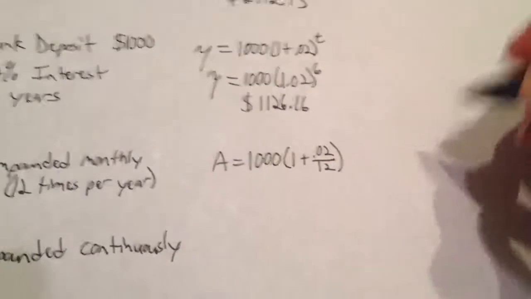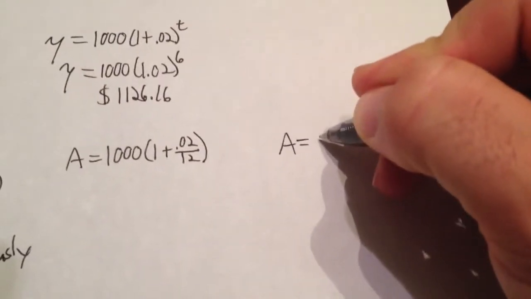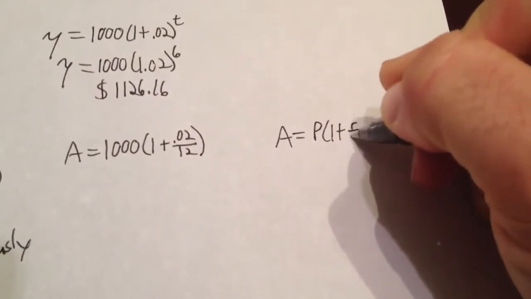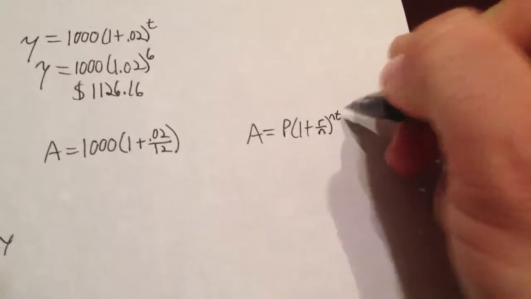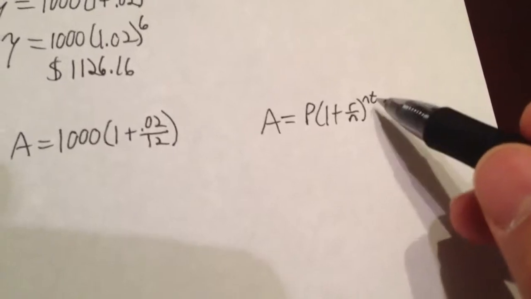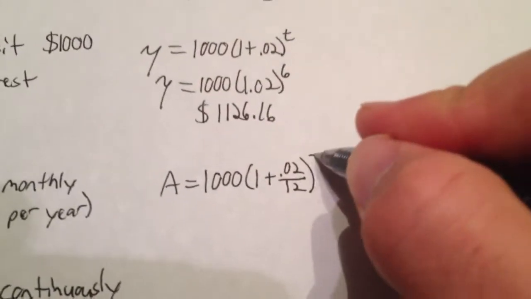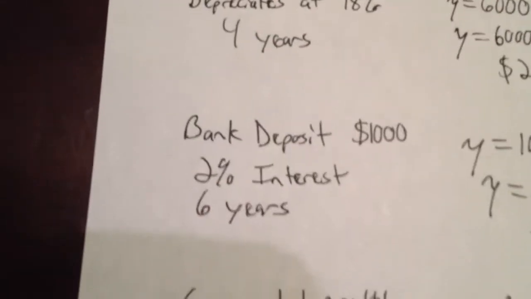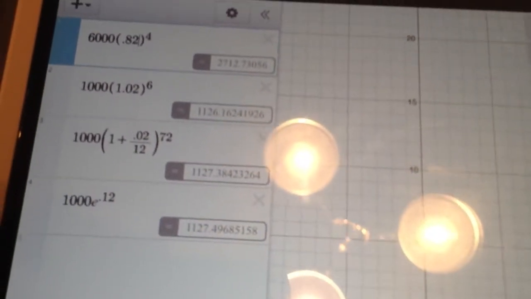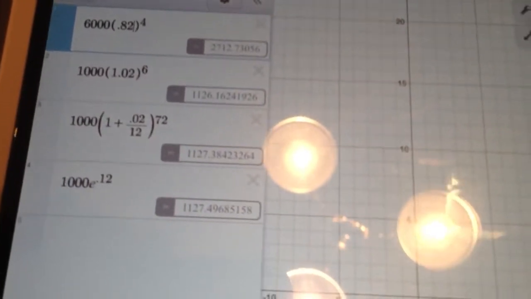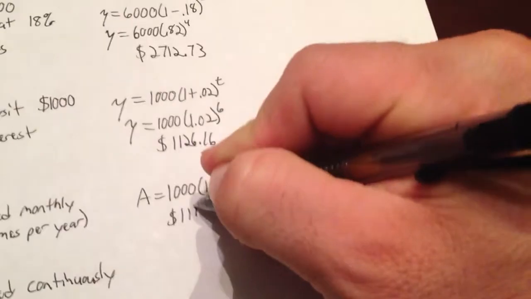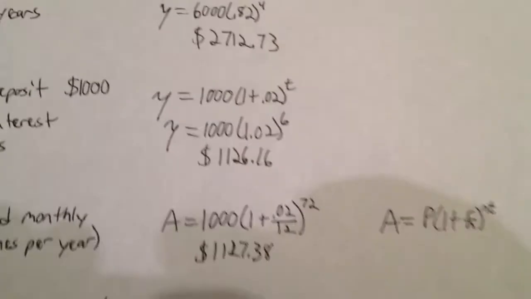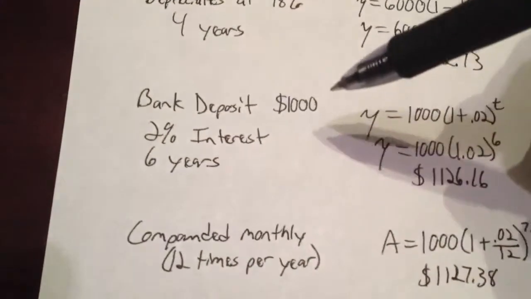So basically this formula has this extra little part here of 1 plus r over n, and n times t on the outside, where the n is the amount of times per year that you're adding it. So you would actually have to raise this to the 72nd power, because it's 12 times a year for 6 years. And when you do that in the calculator, you can see it's not much difference. $1,127.38. Not much difference between those two, because we are looking at a pretty low percentage, low deposit.